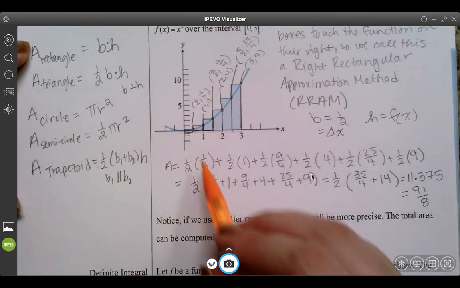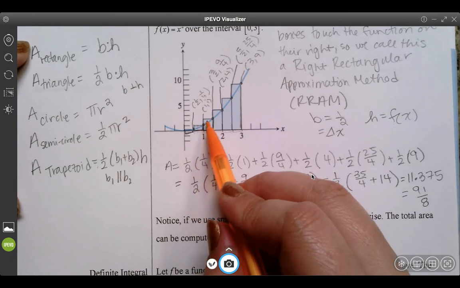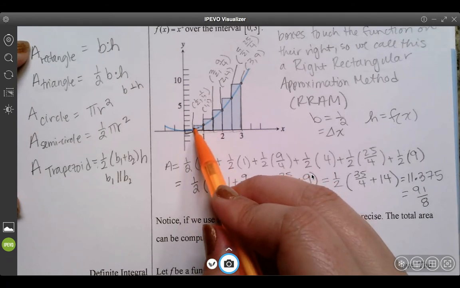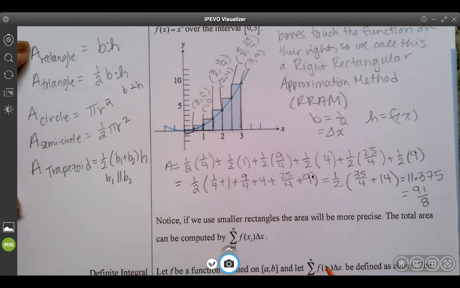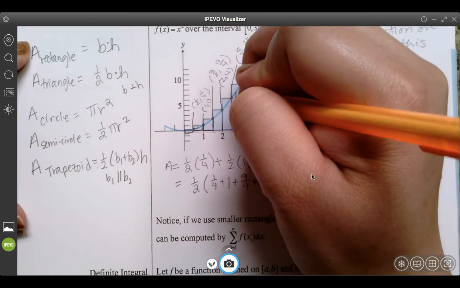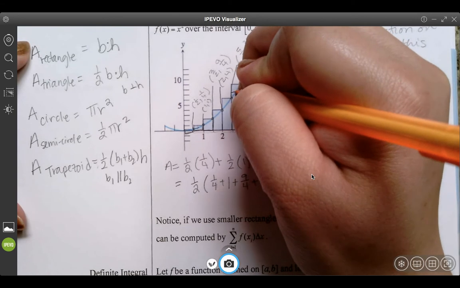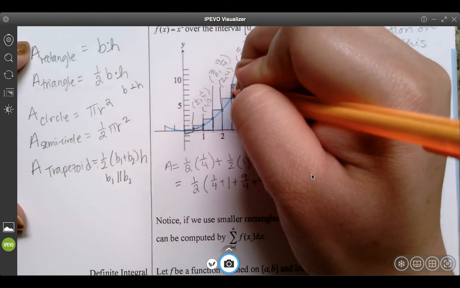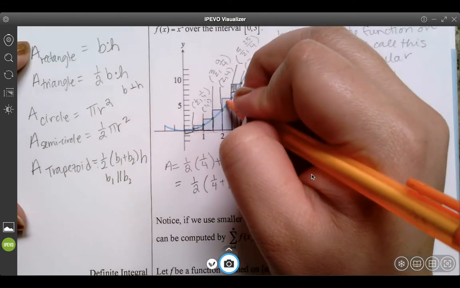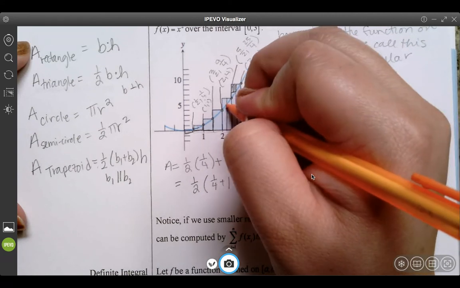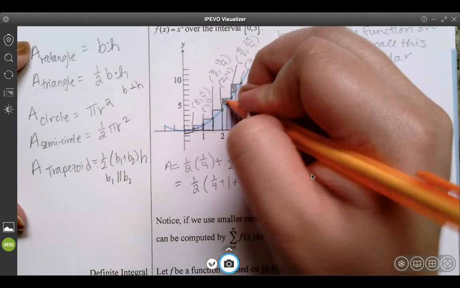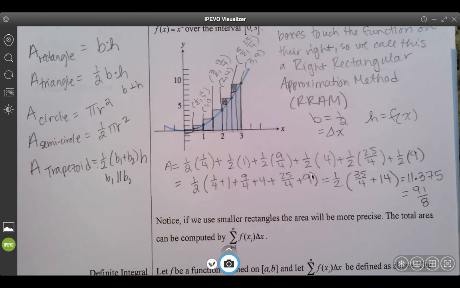So if we get smaller and smaller rectangles and we place each rectangle with a right-handed point, we can get a closer and closer approximation of our area, right? If I cut these in half, all of this extra area will go away. And if I cut this in half, all of this extra area will go away. And so we'll get closer and closer and closer to our exact area.